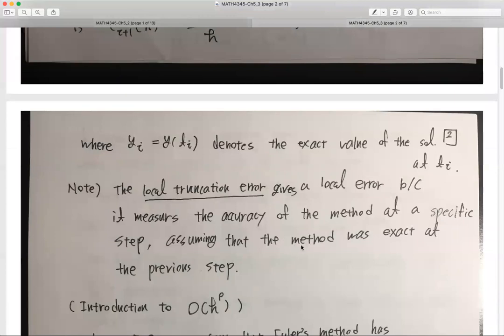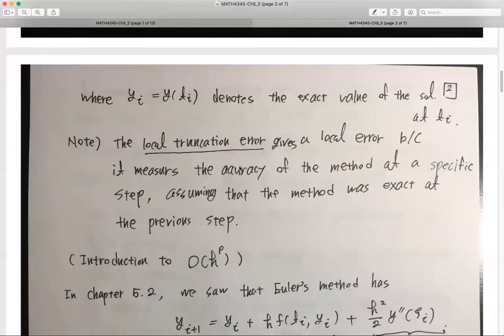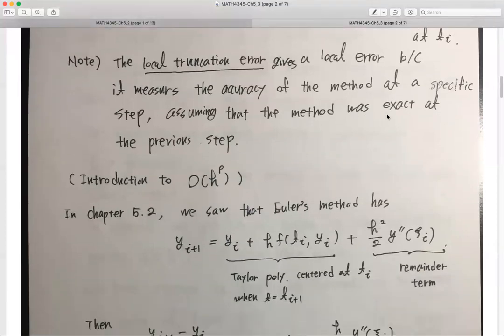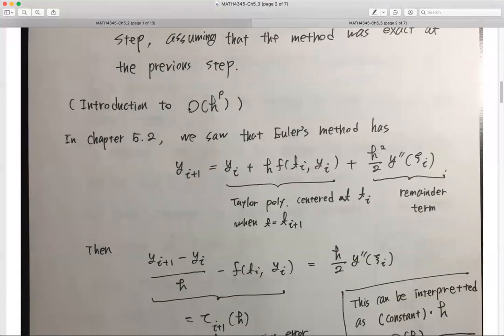Now here's a note: the local truncation error gives a local error because it measures the accuracy of the method at a specific step, the i plus 1 time step, or the i step, or the i minus 1 step. Anyway, for a specific time step, the local truncation error gives the accuracy. And we are assuming that the method was exact at the previous step. Now we introduce big O, h to the p, h to the p.